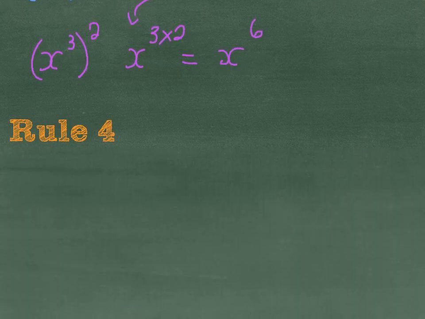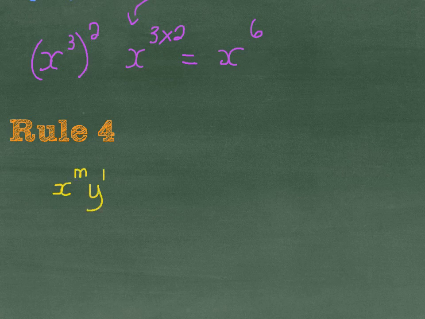The fourth rule deals with several different numbers or variables in a bracket. So here's the actual rule. If we have x to the m, but we also have another number different from x to an exponent, all to the power of, we'll make it the same exponent.